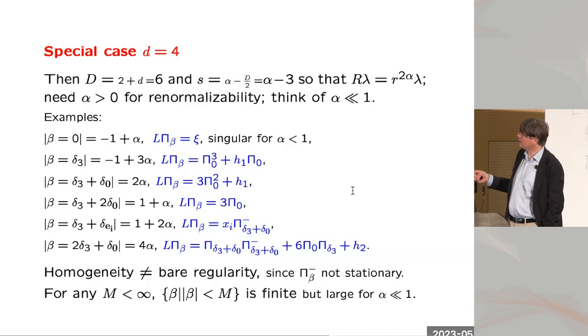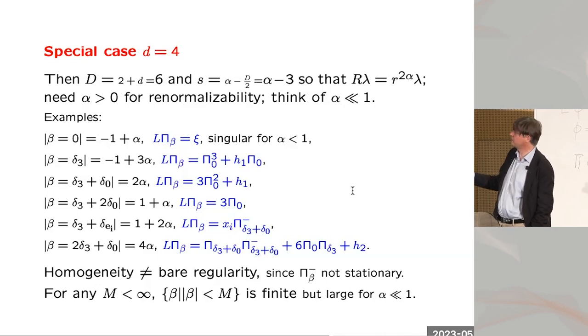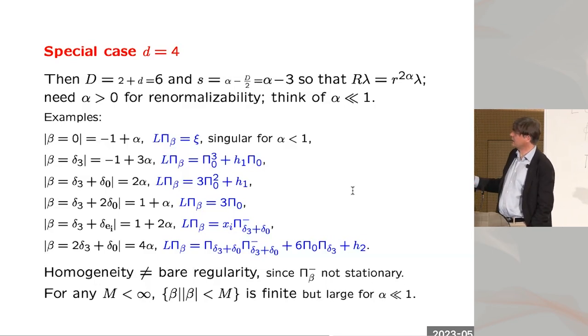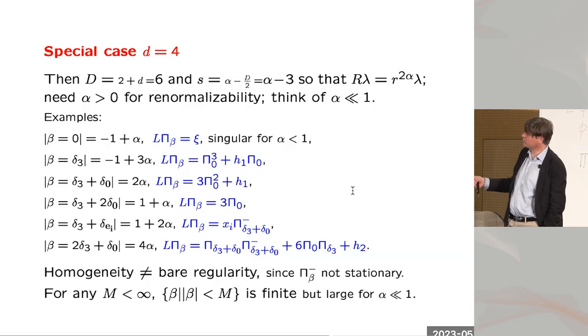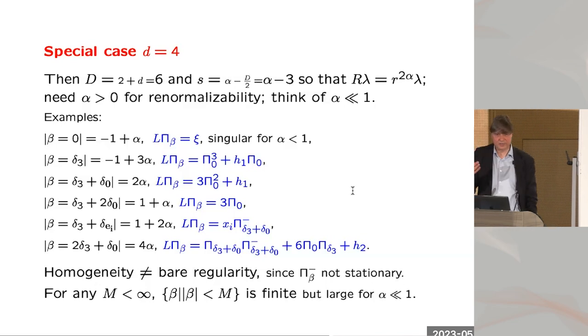So here are a couple of first exponents, multi-indices, and their homogeneities. And you see that some of them will have definitely negative homogeneity. Many of them might actually have negative homogeneity, and some of them have positive homogeneity. The homogeneity is not to be confused with the regularity of these coefficients.